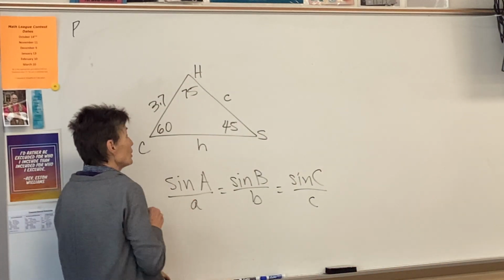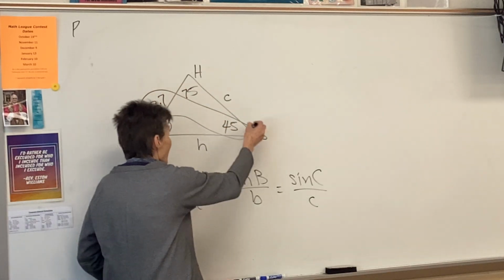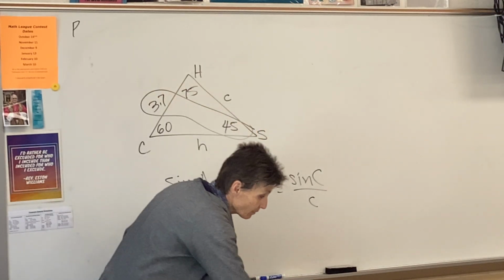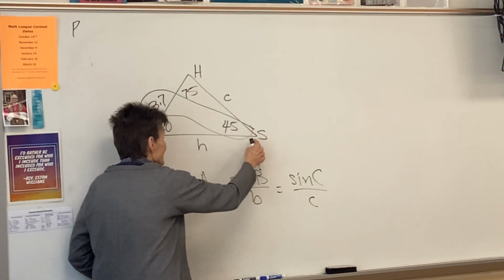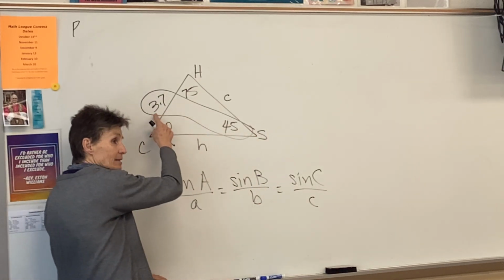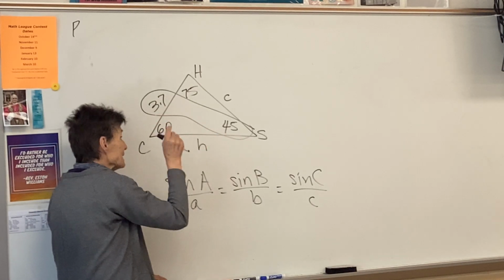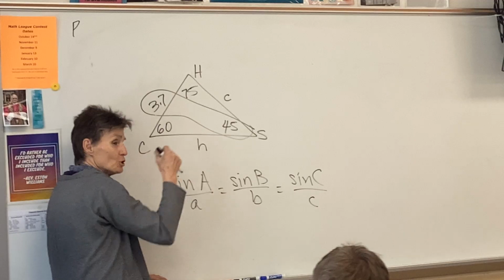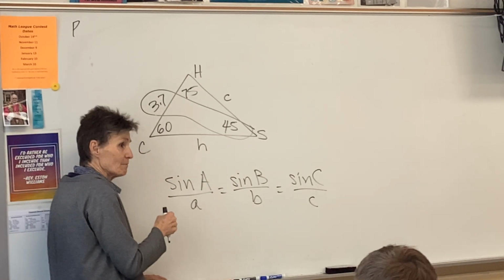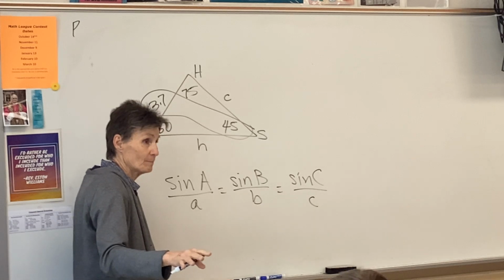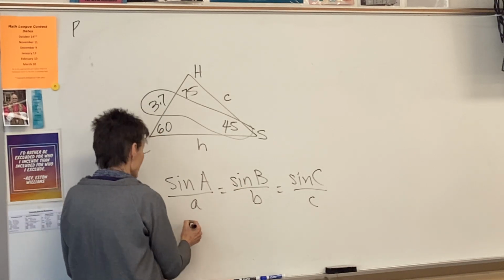Now, if we're gonna use the law of sines, we have to have a pair. In other words, we have to have an angle and its side. You see what I mean by a pair? That's where you start. If you have that information, you will use the law of sines. If you don't have that information, you'll do something different, the law of cosines. But we're gonna do the law of sines, so here we go.